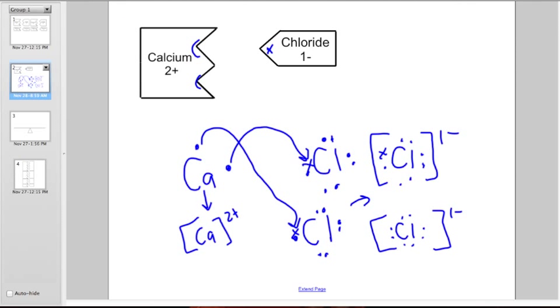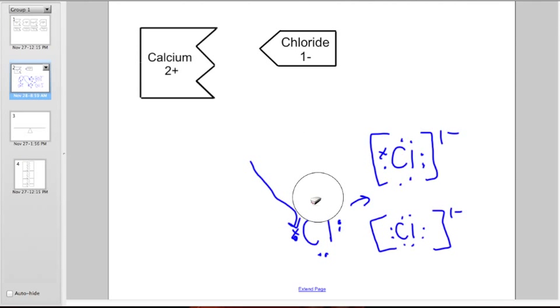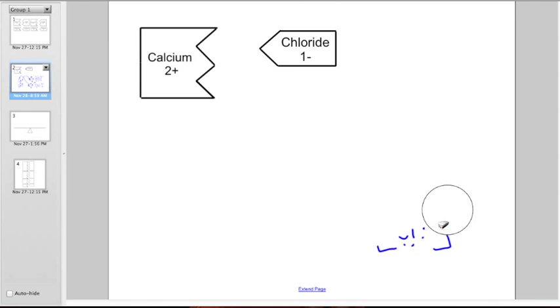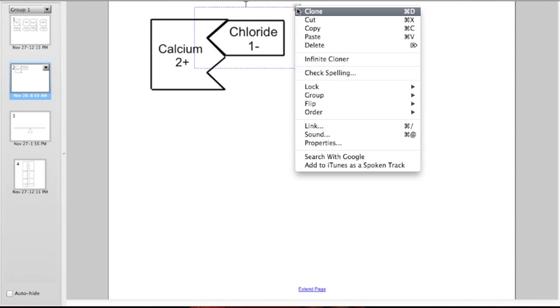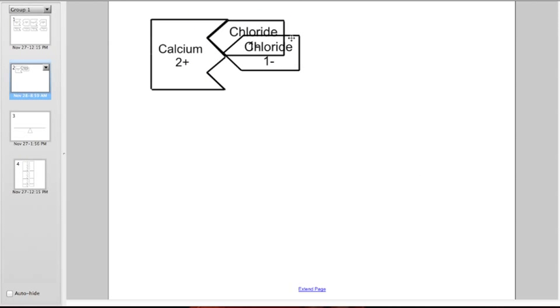So cleaning this all up a little bit, if I can find an eraser. There's an eraser. Let's do the big eraser. If we simplify all of that, knowing that that's what this means, we can do this with the puzzle pieces really quickly. We can see that this chloride fits in really well there, and that 1 minus takes up one of those 2 pluses. But you can see this is not a complete puzzle. What do I need? I need another chloride. And so I end up with that.